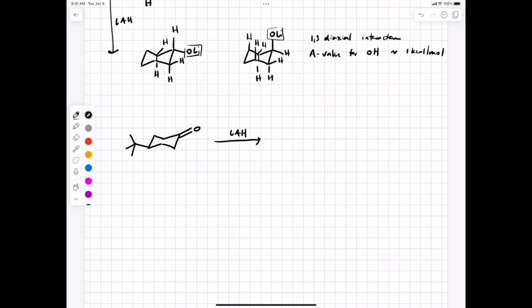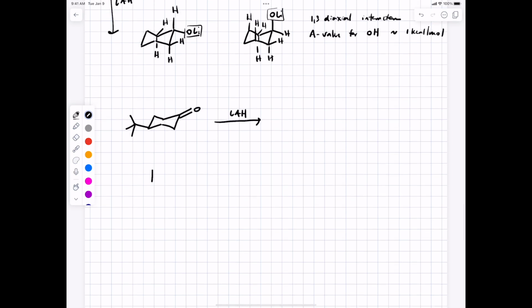Okay. So now let's do the lithium aluminum hydride reduction. Now we're not talking about rate and which is faster, but we are going to talk about stereoselectivity among the products. This is a great time to review our homotopic and enantiotopic versus diastereotopic.